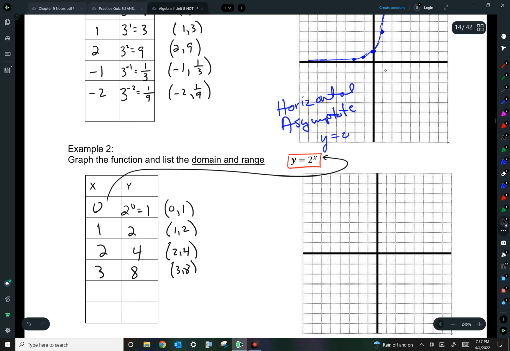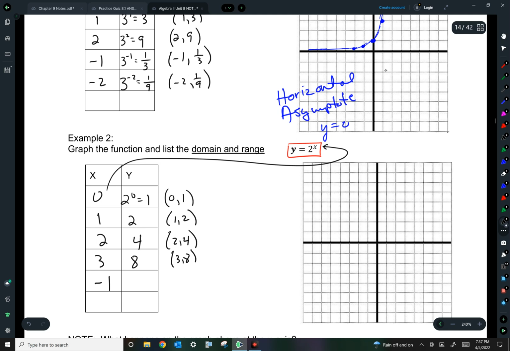All right, let's take some negatives. What if I put in -1? Well, let's see, that would be 2 to the -1, which is 1/2. So we're getting fractions like we did last time. And let's say I put in -2. So I would have 2 to the -2. Isn't that like 1 over 2 squared? So 1/4. So the ordered pair there is -2, 1/4.